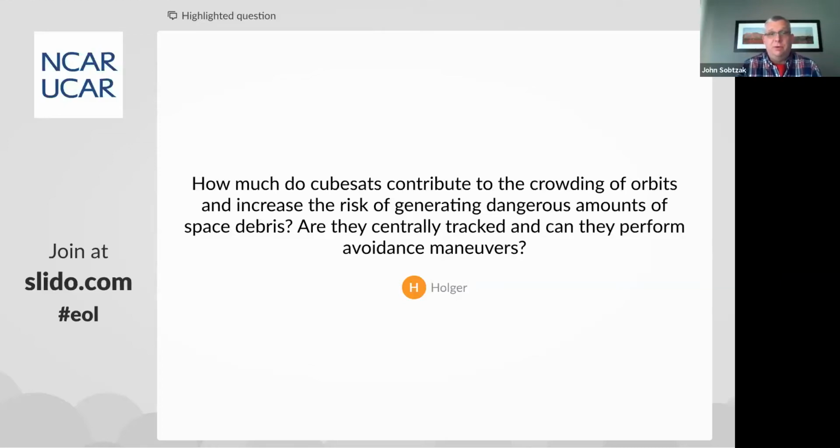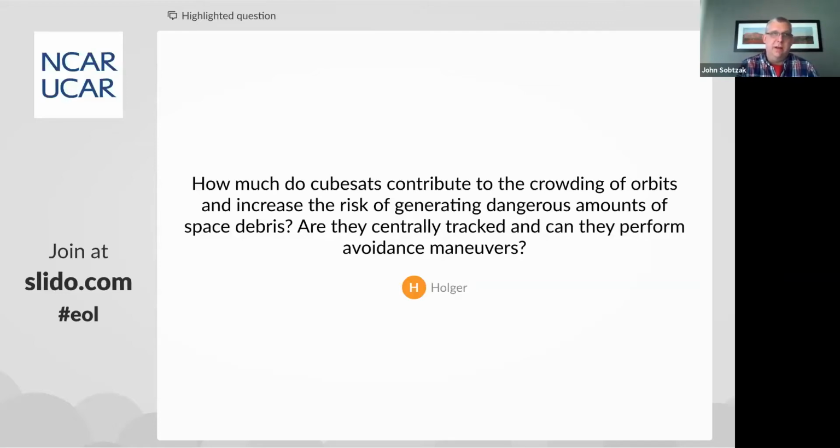Can they perform avoidance maneuvers? Not really, because most of the stuff in the lower Earth orbits doesn't have propulsion on board. They can only turn themselves. They can't accelerate out of the way. Once they're put into an orbit, they're in that orbit. So they can't really do avoidance maneuvers.